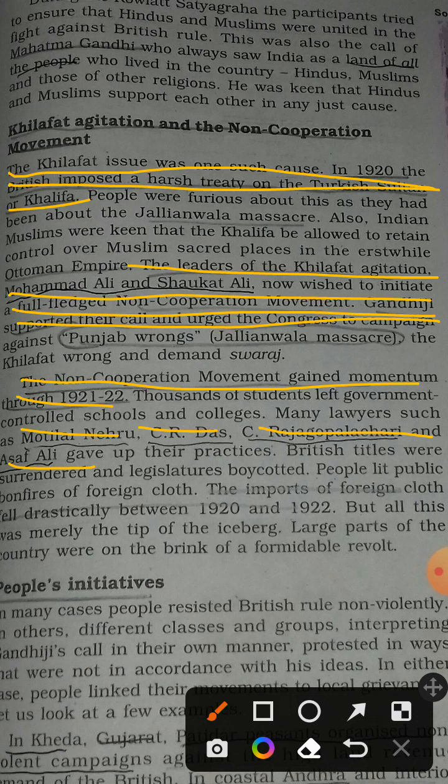The non-cooperation movement gained momentum through 1921 to 22. Thousands of students left government-controlled schools and colleges. Many lawyers such as Motilal Nehru, C. R. Das, C. Rajagopalachari, and Asaf Ali gave up their practices. British titles were surrendered and legislatures boycotted. People lit public bonfires of foreign cloth. The import of foreign cloth fell drastically between 1920 and 1922.